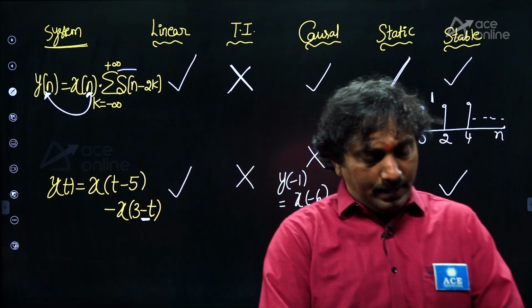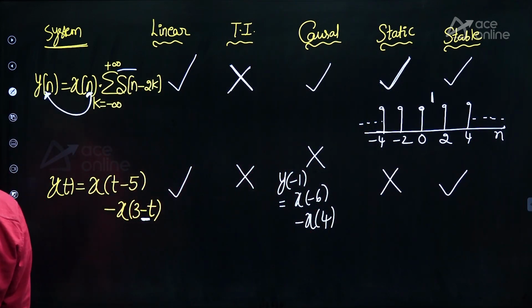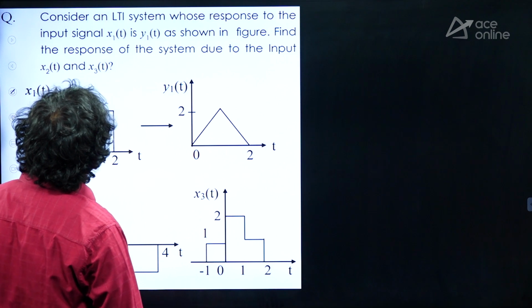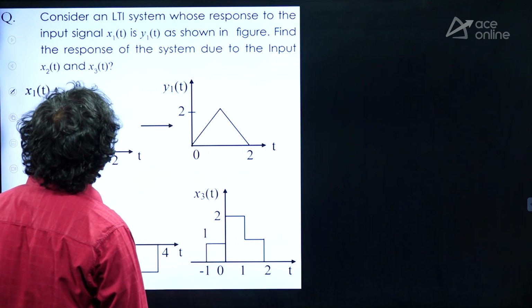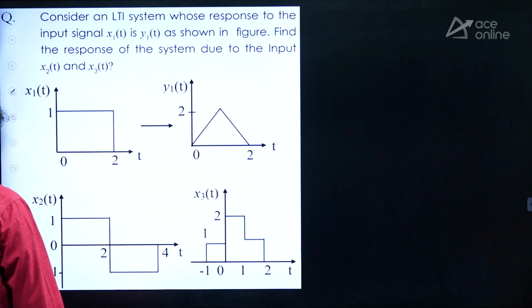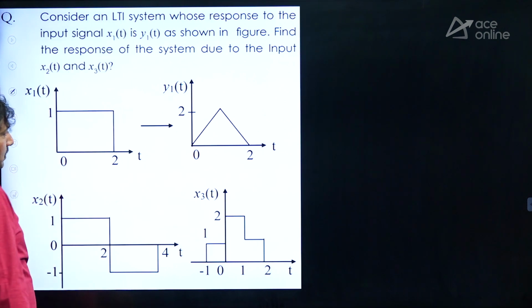Okay, let me discuss the next concept. This is also one standard question. LTI system property. Consider an LTI system whose response to the input x1(t) is y1(t). What is the response of the system due to the inputs x2(t) and x3(t)? So, what is the LTI system property? Whatever the relation that is applicable for inputs, the same relation is equally applicable for outputs.